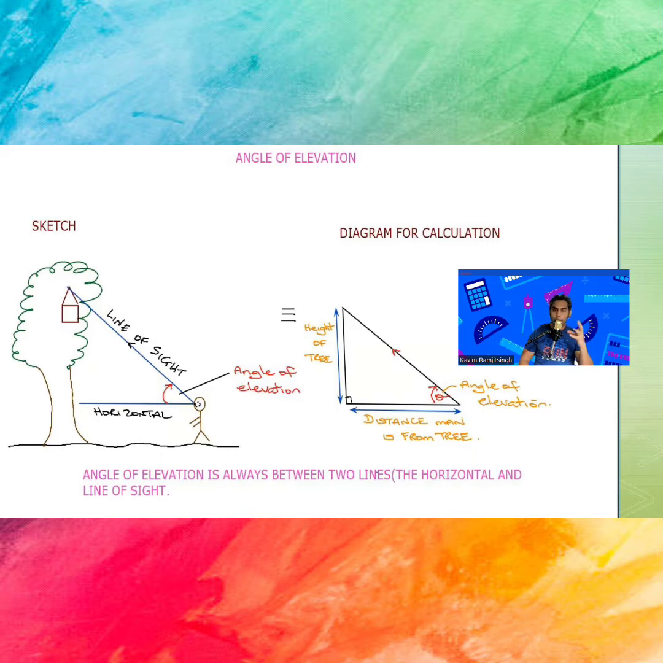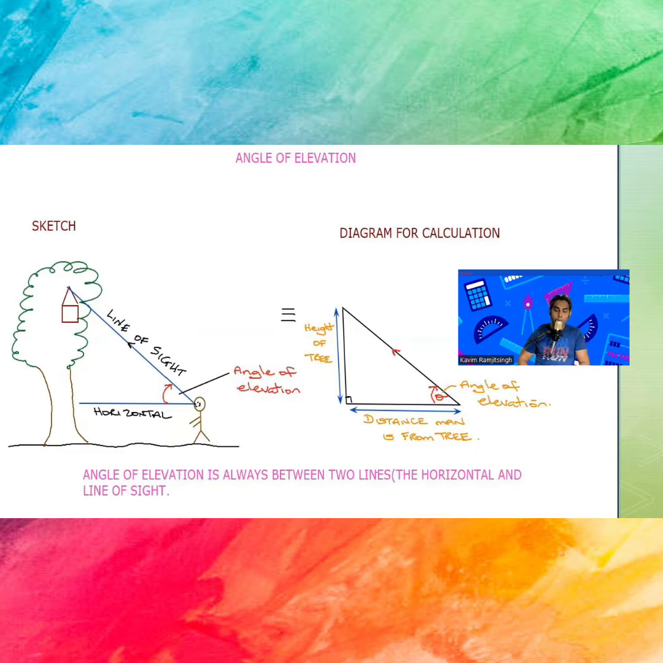So this slide is really for us to understand what is angle of elevation. That is the angle that the head or the eyes of the person move through to look at something above them, and you're seeing it at the bottom of the screen. The angle of elevation is always between two lines, the horizontal and the line of sight.